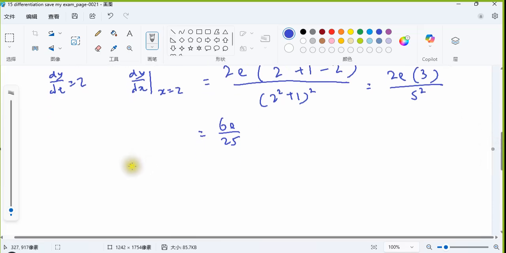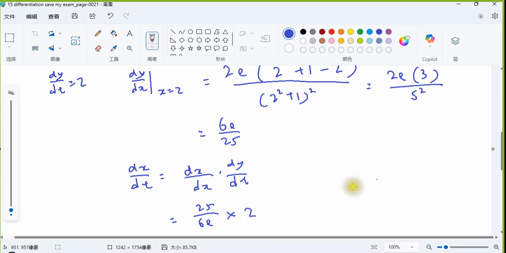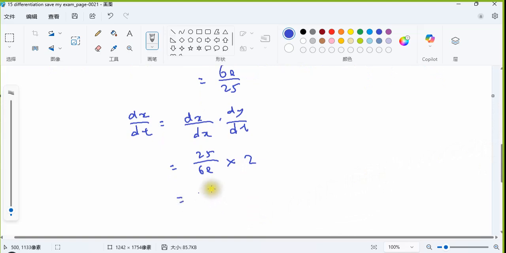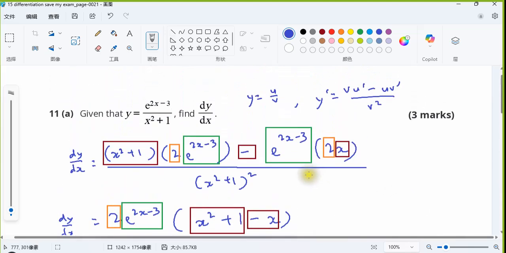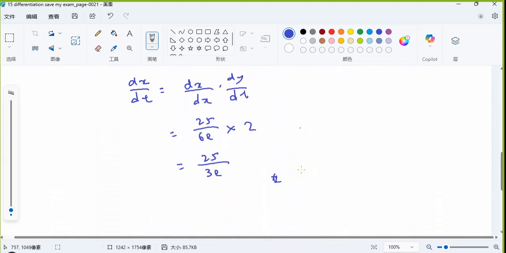Then we want to find the dx dt, then dx dt is dx dy times dy dt. So this will be the 25 over 6e times 2. So the final answer will be 25 over 3e. Okay, done. Okay, so that's all for the question.